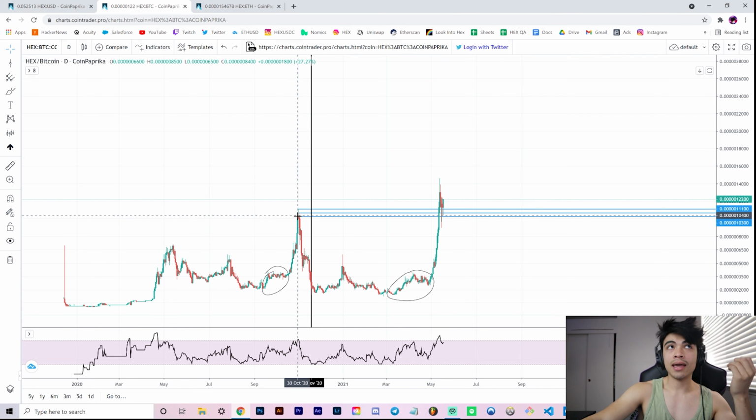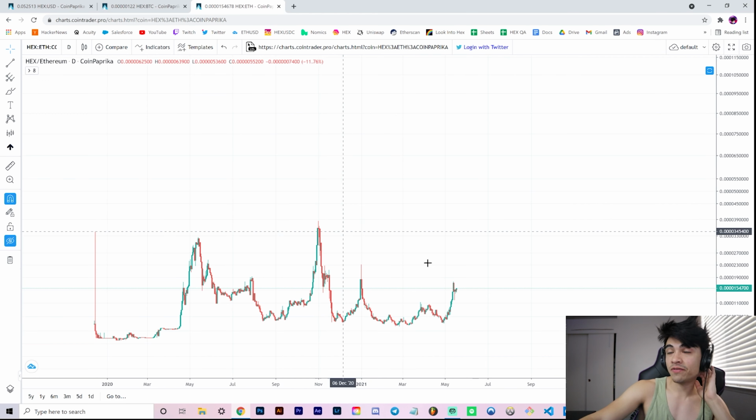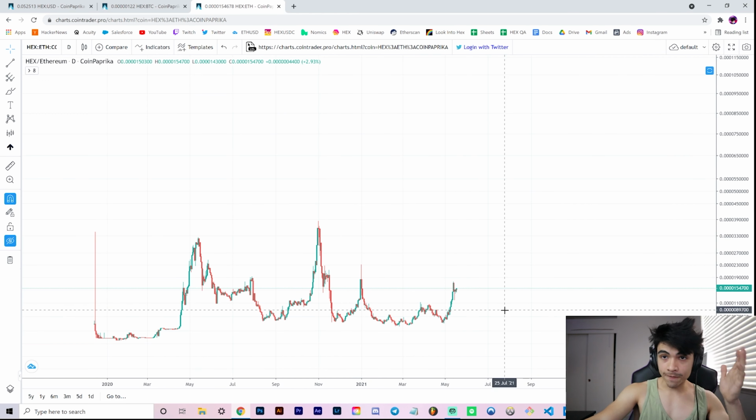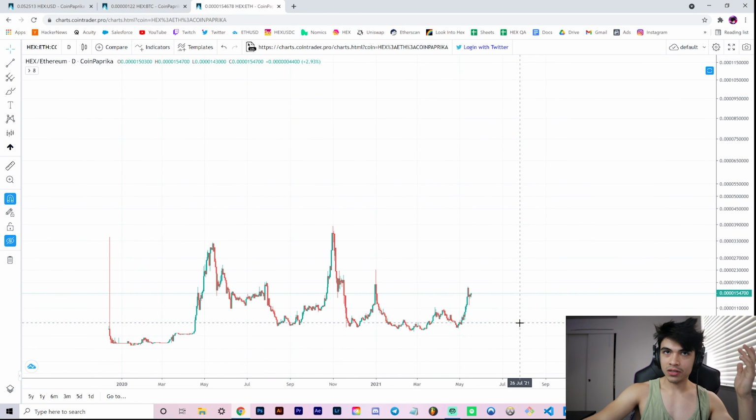Well, it would be a 4x from here. It would look like a 20 cent hex. Whereas, what would it look like on the Ethereum pair? Well, that would be, you know, 4 times 37,000 gwei. So that would be closer to like 150,000 gwei, which given where we are now at 15,000, it could be another 10x, right? So things are getting a little bullish.